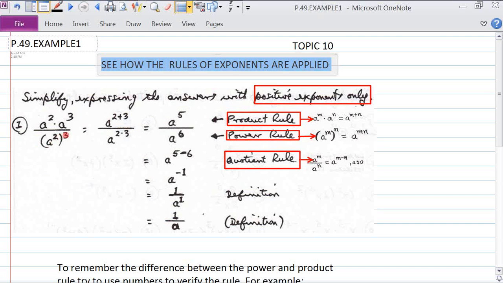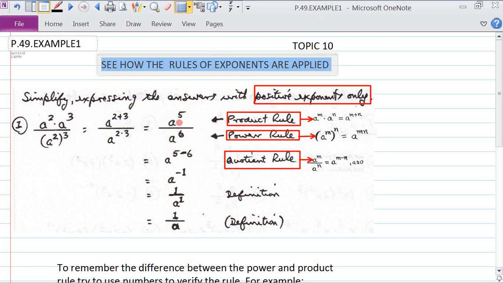Then using the power rule right here on the denominator, we multiply the 2 times the 3, and we get a to the 6th. So here again is the product rule. When we have a to the power m and a to the power n, we add the powers, m plus n. The power rule, and usually you'll see this bracket here with the power right here, and you've got a power on the a here, so you multiply these two together.